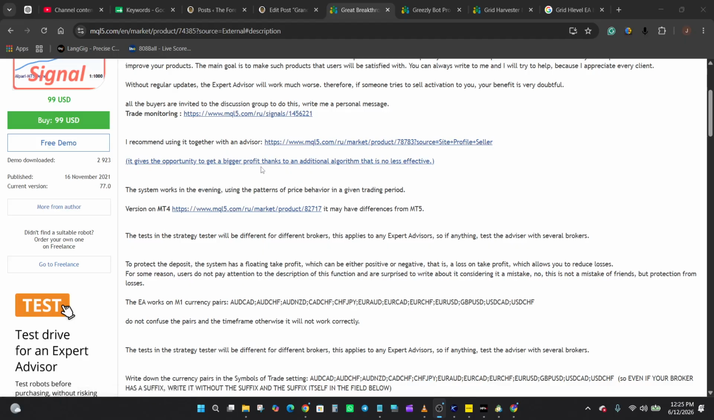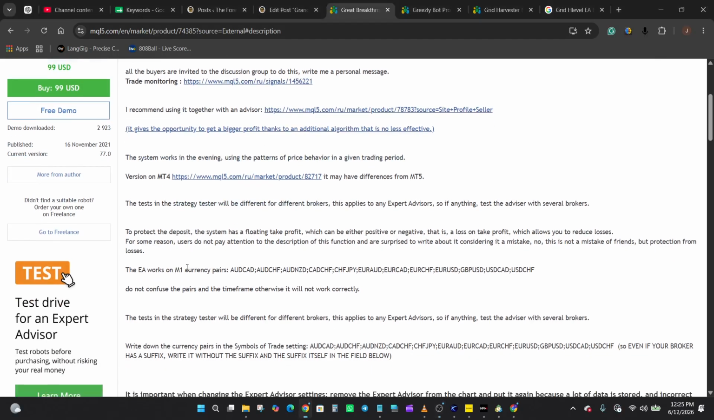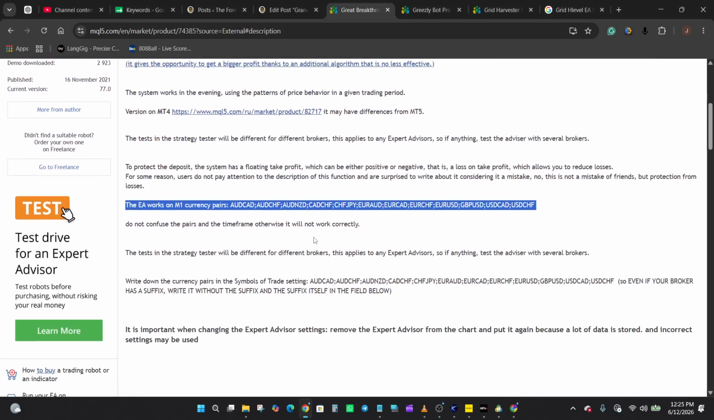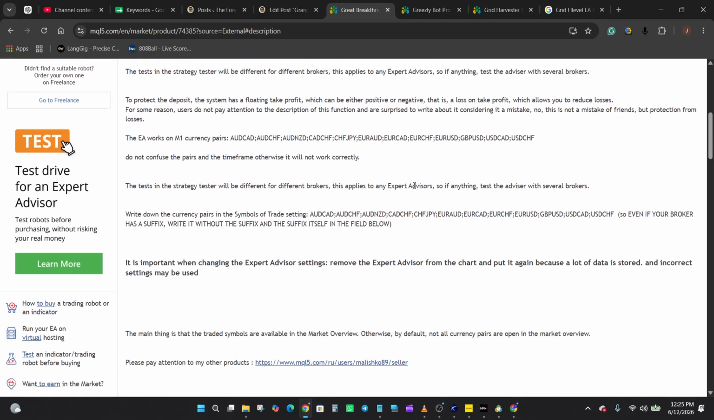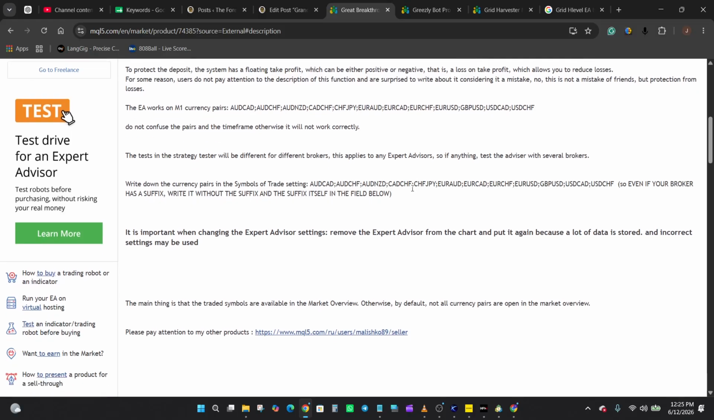The EA is designed to operate on the M1 time frame and supports a list of currency pairs including AUD CAD, AUD CHF, AUD NZD, CAD CHF, CHF JPY, EUR AUD, EUR CAD, EUR CHF, EUR USD, GBP USD, USD CAD, and USD CHF. Now, the developer repeatedly stresses that the correct pairs and time frames should be used to ensure proper operation.